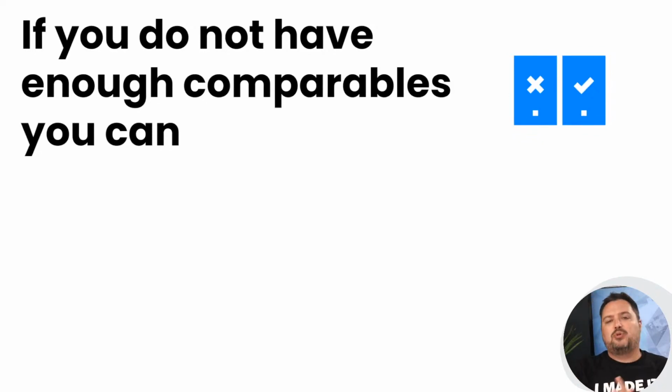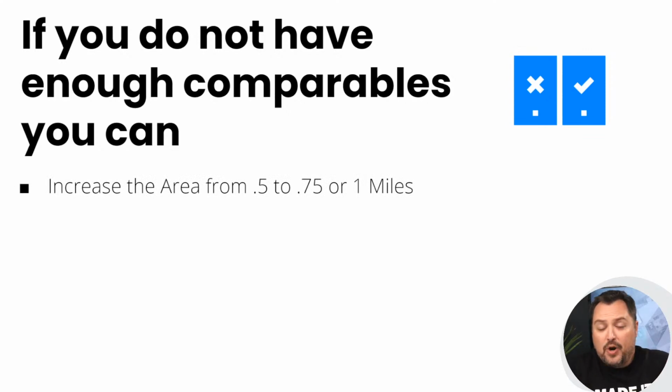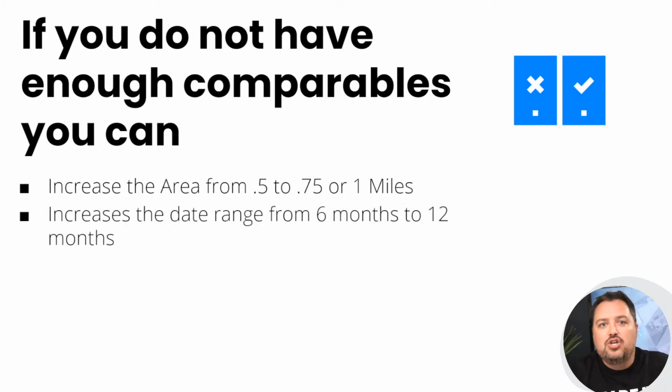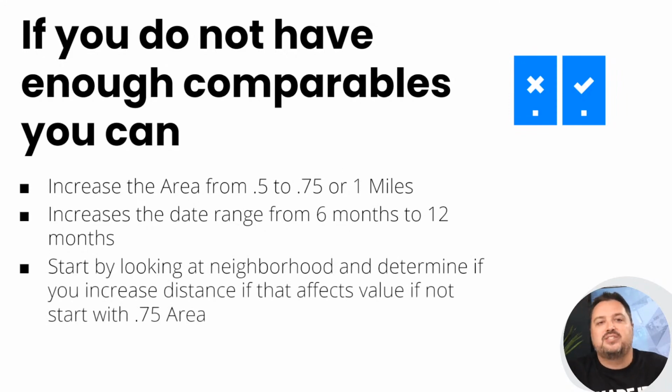Now, here's the trouble that you can get yourself into: what if you don't have enough comparables? What do you do? Well, you can increase the area from a half a mile to 0.75 to 1 mile, okay? You can increase the date range from 6 months to 12 months, or even 9 months. You can start increasing those things.